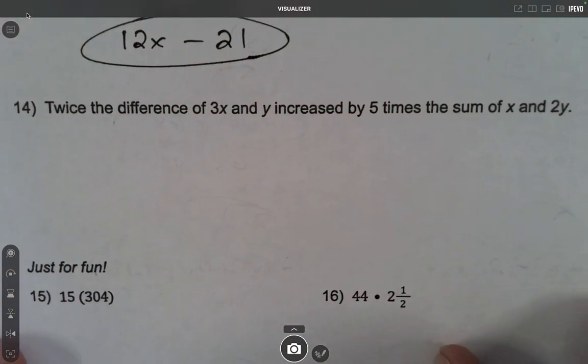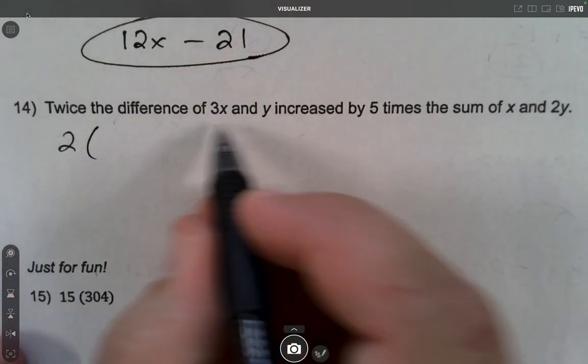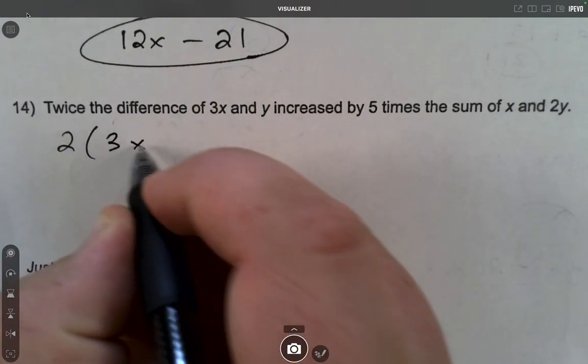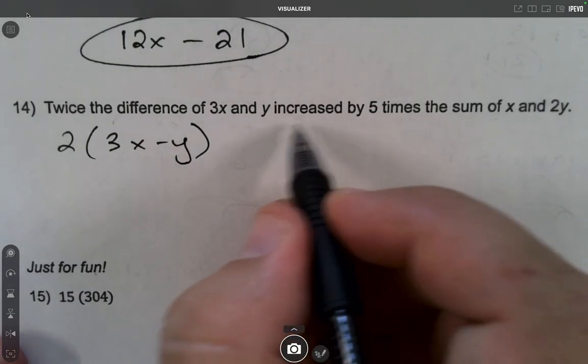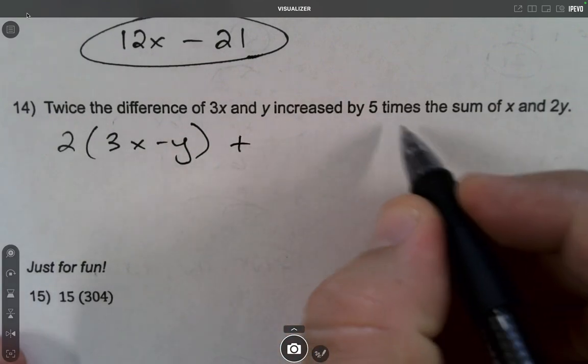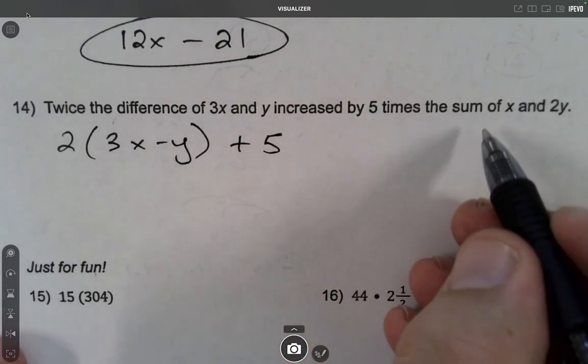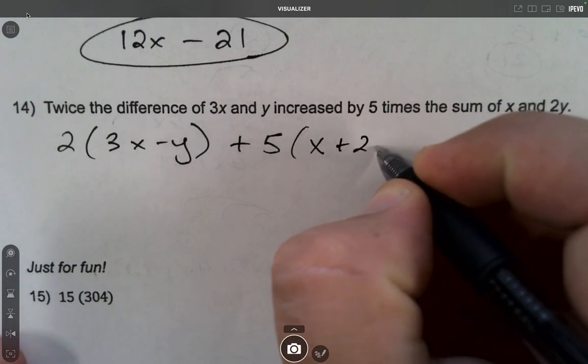Okay, 14, twice the difference. So 2 times the difference of 3x and y, so 3x minus y, increased by 5 times the sum of x and 2y. Remember this is plus, increased does not ever mean multiply. So we add x and 2y.